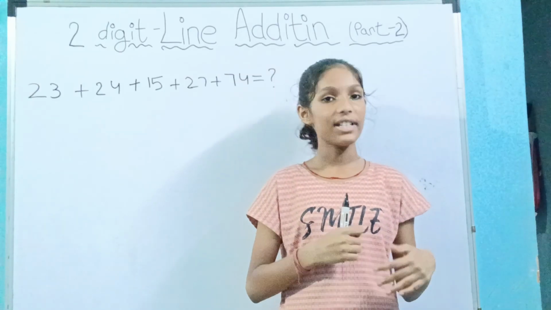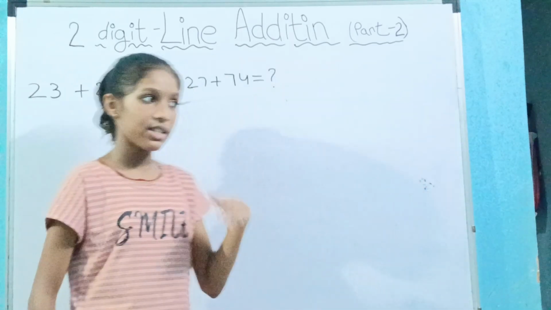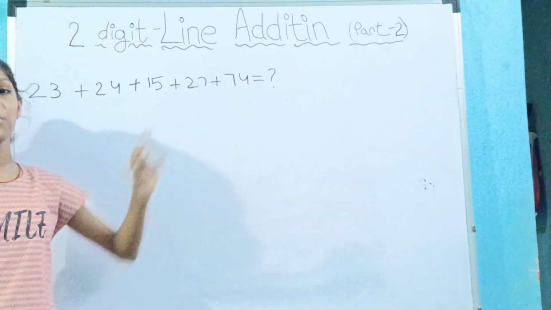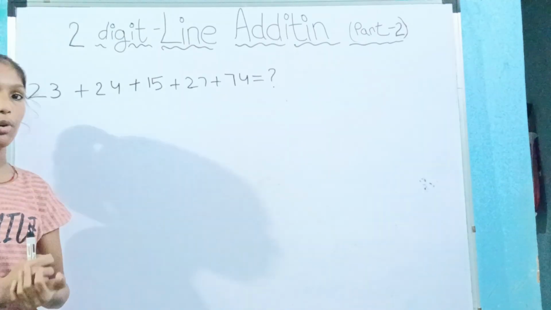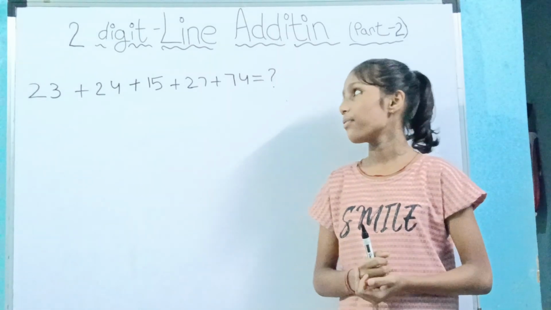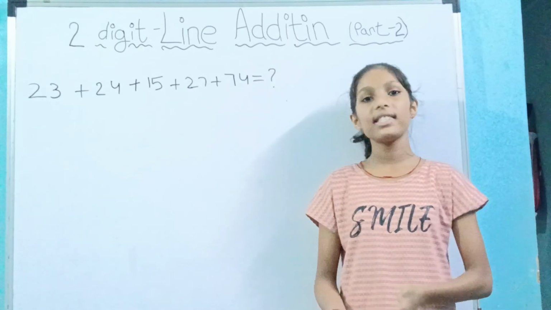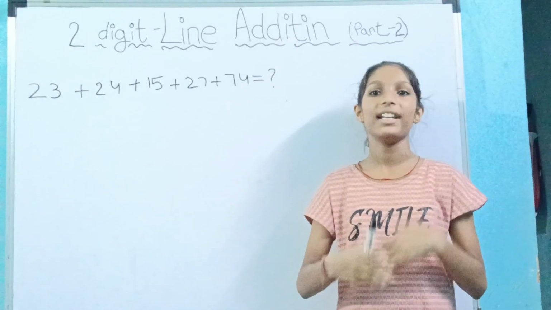So we are going to learn the two-digit line addition trick. In the previous video, we did the one-digit line addition trick. Now we are doing two-digit, and this is part 2, not part 1. So here is the question on the board: 23 plus 24 plus 15 plus 27 plus 74. Now this is the same as before. Drop 10, add, drop 10 and add.